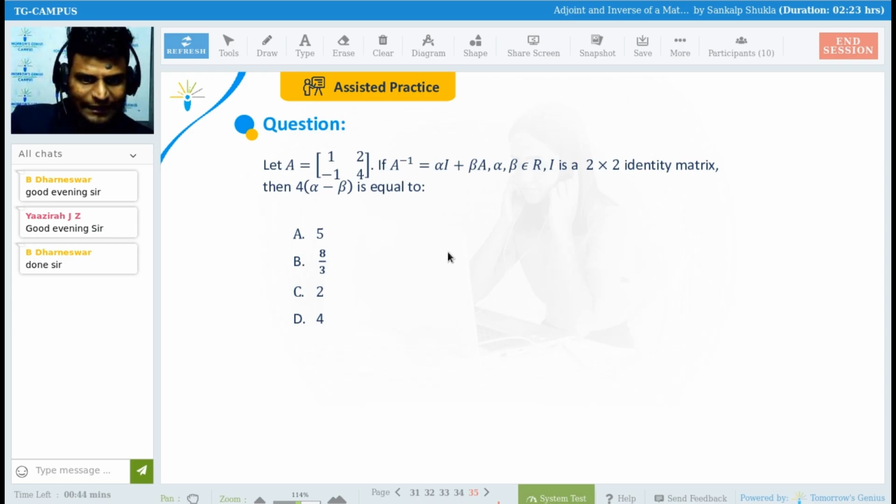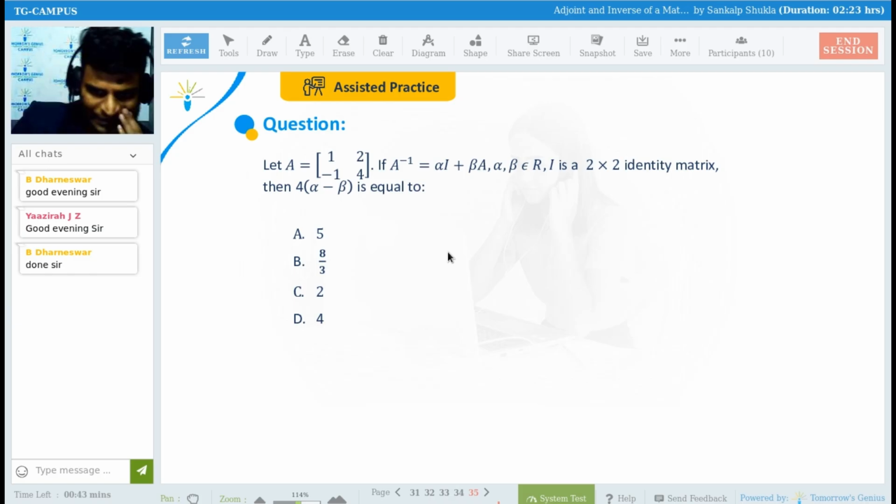Let A be the matrix 1, 2, minus 1, 4. This is from JEE Mains actually, such an easy question. If A inverse is equal to alpha I plus beta A, where alpha and beta belong to real numbers and I is a 2 cross 2 identity matrix, you have to find 4 times alpha minus beta.